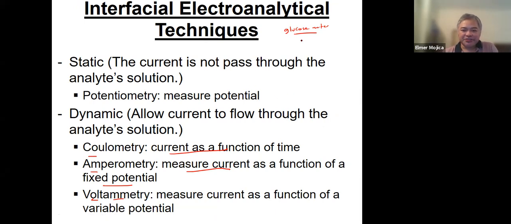Now, to answer that question, the principle behind the glucose meter is amperometry. The way they look at it, they find the potential where they can convert the glucose to, I'm not sure, glucuronic acid, and they measure the current at that certain potential. They found out that the more sugar you have, the higher the current, and that's the principle behind what we call the glucose meter.